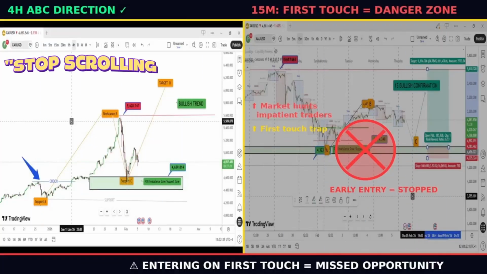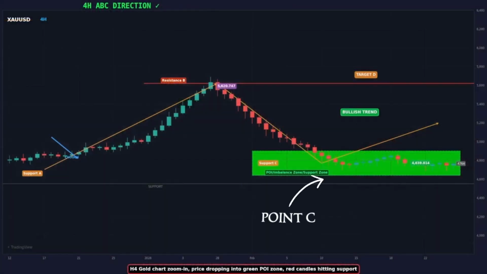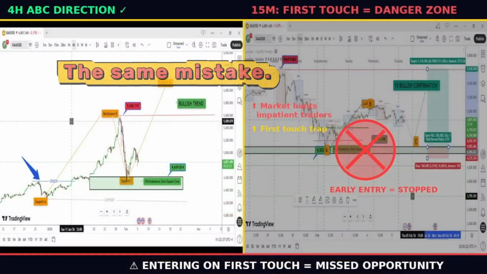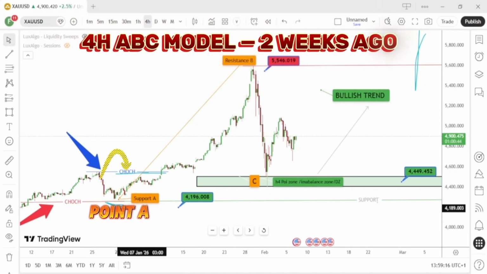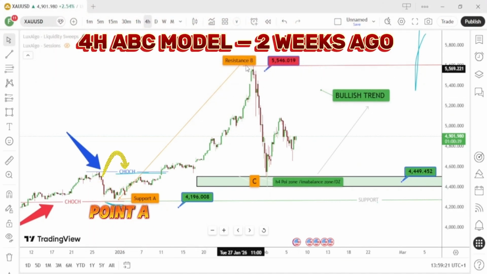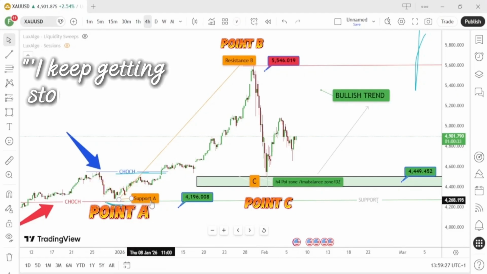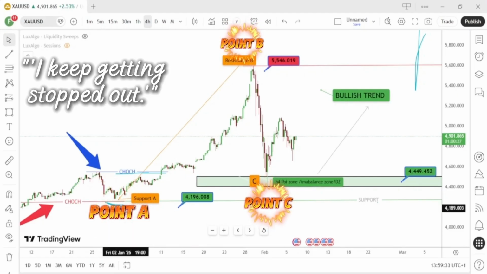Stop. Look at this chart. Gold is at point C right now, live. And right now, traders are buying the same zone, the same mistake, the same result. 2 weeks ago, I showed you the 4-hour ABC model. 100 of you came back and said the same thing: I see the setup, I identified point C, but I kept getting stopped out.